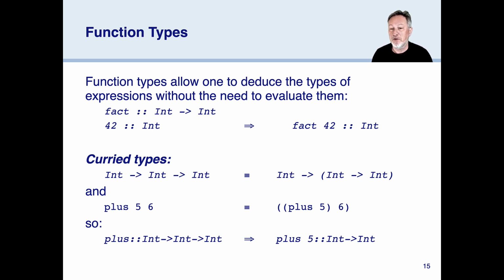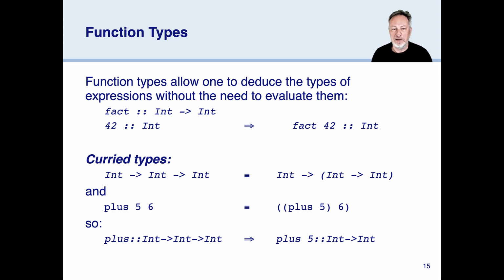Taking these two facts together, we can deduce that the result of applying the factorial function to the number 42 will be an int. In other words, the arrow type int arrow int, we consume the first int when we apply the function to its value, because int matches with int, and then we'll get the result of what's on the right-hand side of the arrow. So the result will be an int.